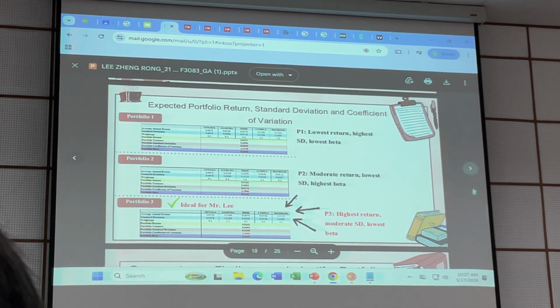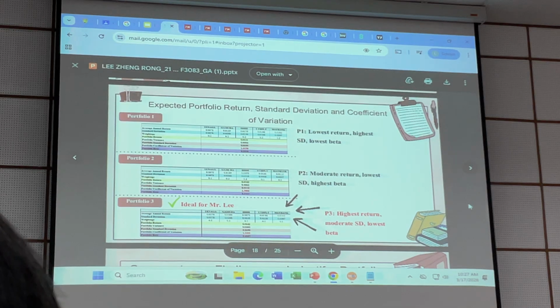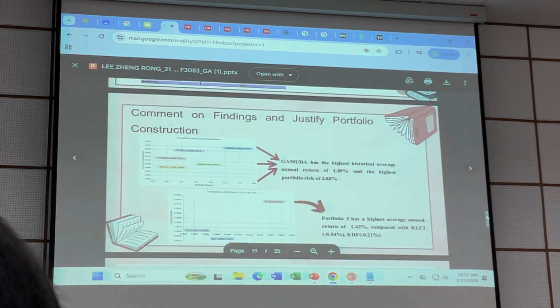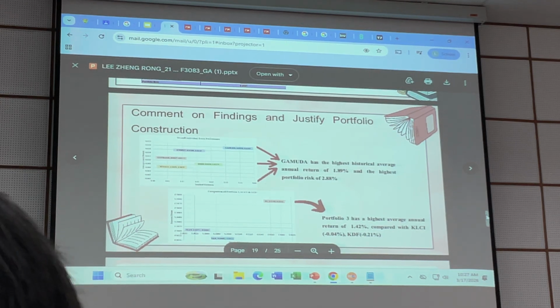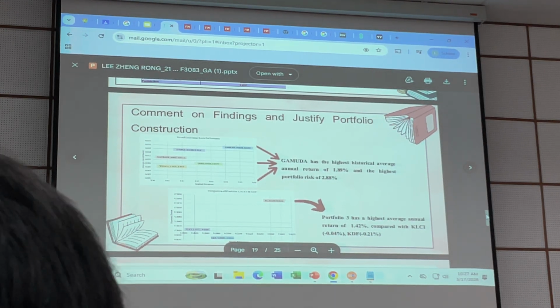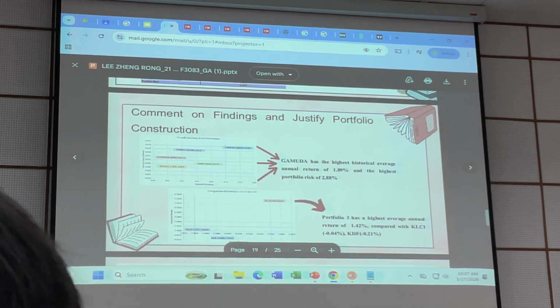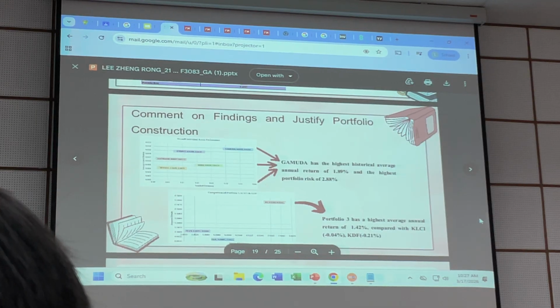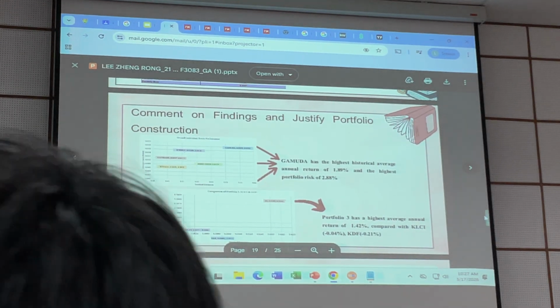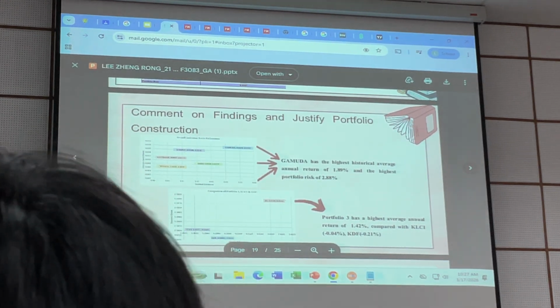Based on this, they select portfolio 3 with the highest return, lowest standard deviation, moderate standard deviation, lowest beta. And comment on findings to justify the portfolio construction. Why was portfolio 3 selected? Because compared with the KLCI and the fund, portfolio 3 performed highest compared to the other 2. And Gamuda showed the highest historical average return and highest portfolio risk.